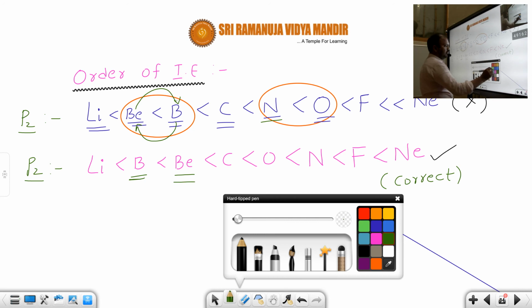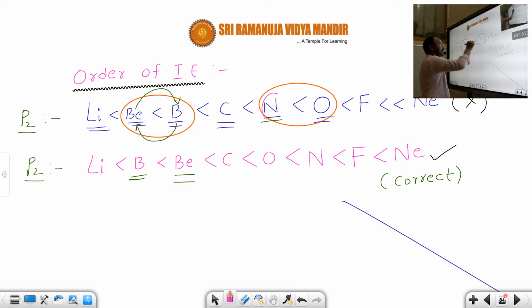As well as that, we expect that compared with nitrogen, oxygen has more ionization potential. That is the general trend. But what is the experimental evidence? Compared with oxygen, nitrogen has more ionization potential. So nitrogen has more ionization potential, and oxygen has less.